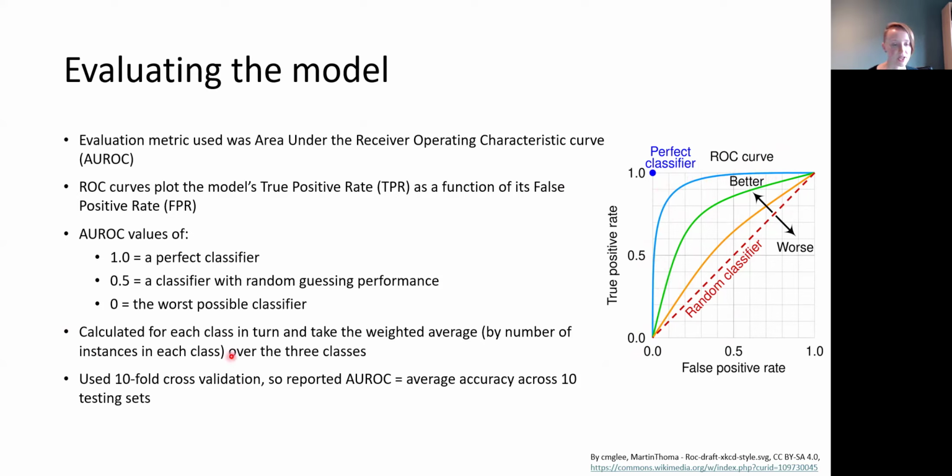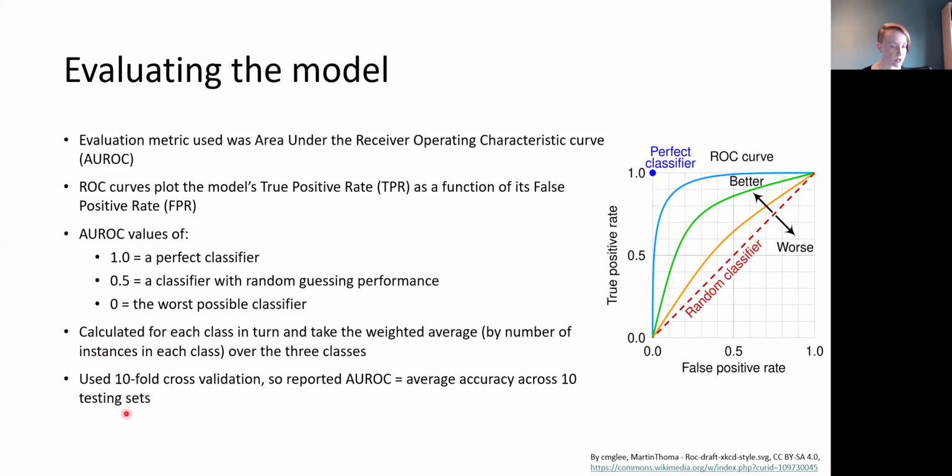Again, they're calculated for each class in turn. So because we have 3 classes, it's not just binary. And then they take the weighted average. So again, accounting for the number of instances in each class across the 3.